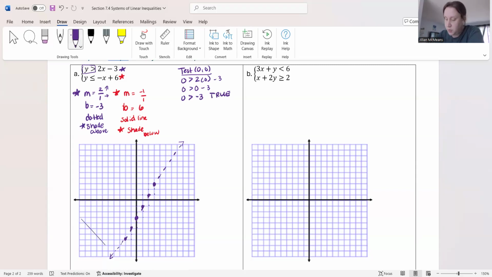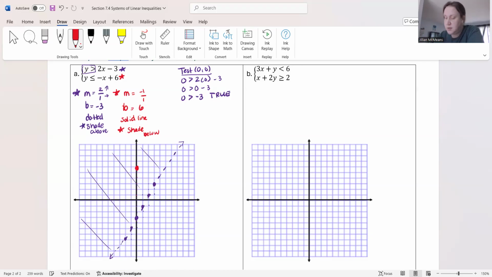So I'm going to put a few really gentle lines to remind myself, hey, I'm shading above this line. Okay. And then let's go to the line that we're going to graph in red. In red, we had a y-intercept of 6. So at the origin, I do not go left or right. I do go up 6, though. So 1, 2, 3, 4, 5, 6.